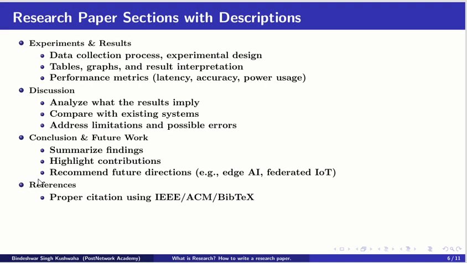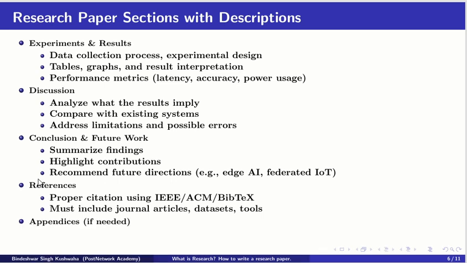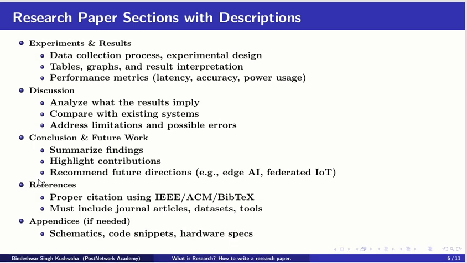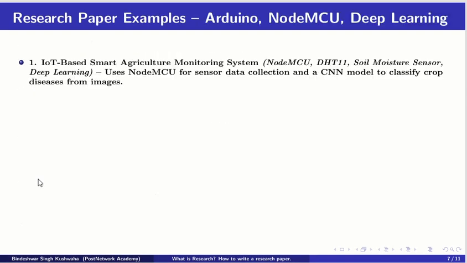References means other papers you have read, you have to write them here. You have to cite. It may be IEEE format, ACM or BibTeX, and must include journal articles, datasets, tools. You will not usually include things like blog posts, but research articles, books, datasets and tools. Appendices, if you require then you can add, otherwise it is not required.